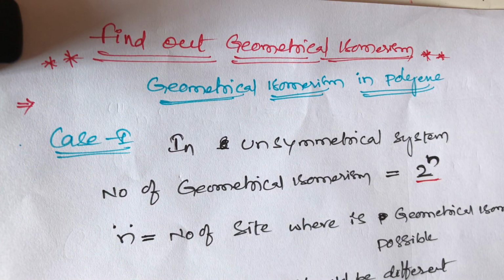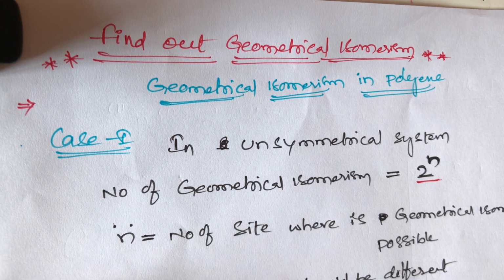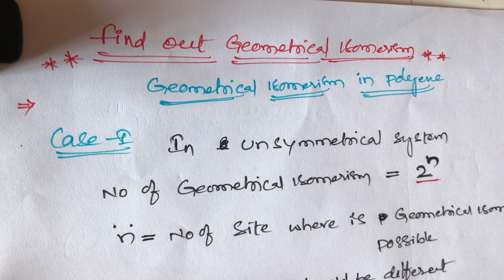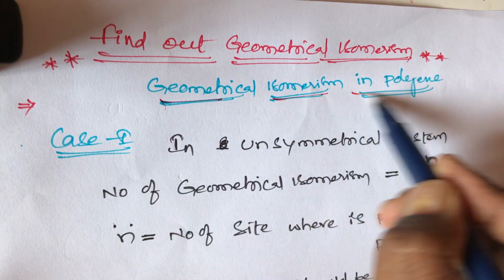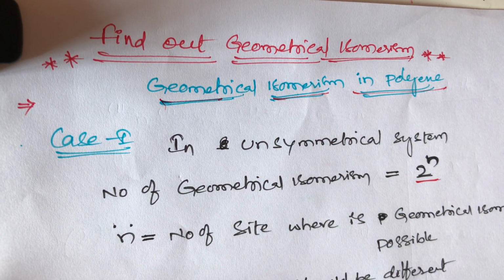Hello students, now the most important topic is to find out geometrical isomerism. I will give a simple trick for finding geometrical isomerism. Geometrical isomerism in polyenes. Polyenes means compounds with more than one double bond. Poly means more than one double bond.